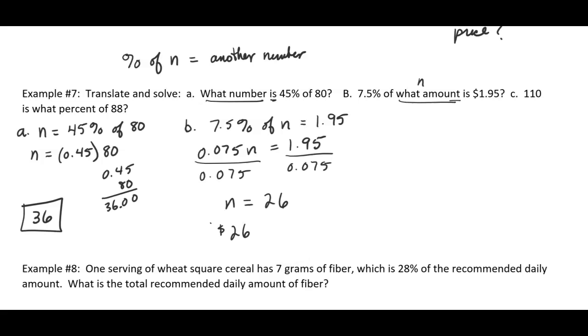So if you spent $26 and your tax rate was 7.5%, you'd pay $1.95 in tax. Okay. Seems reasonable. You can kind of think, well, if it were 10%, it'd be $2.60. Okay.